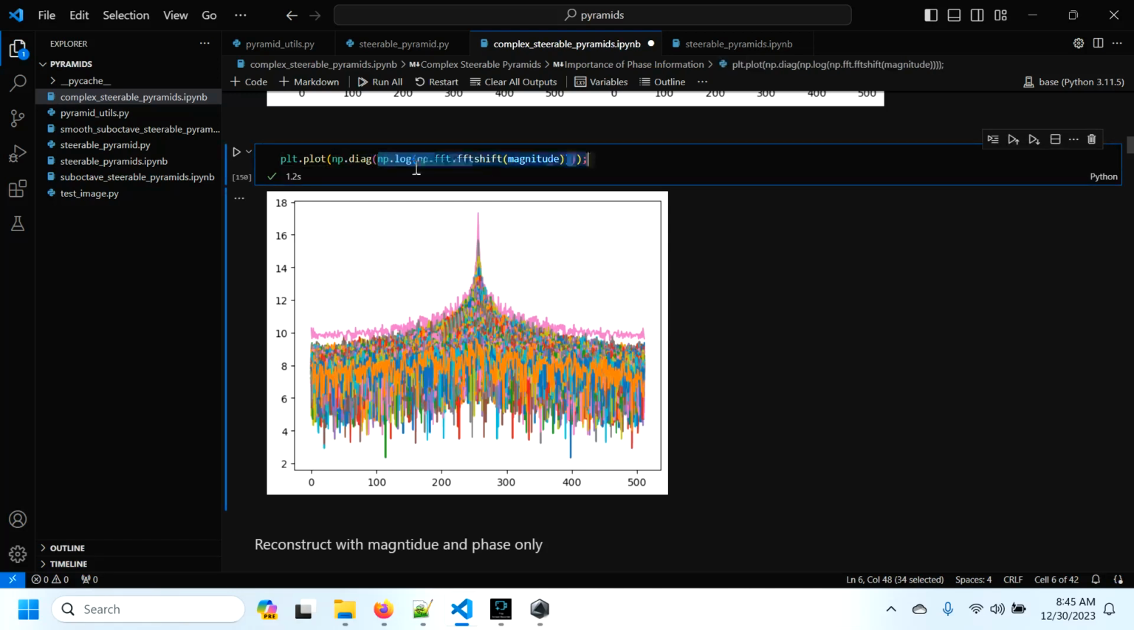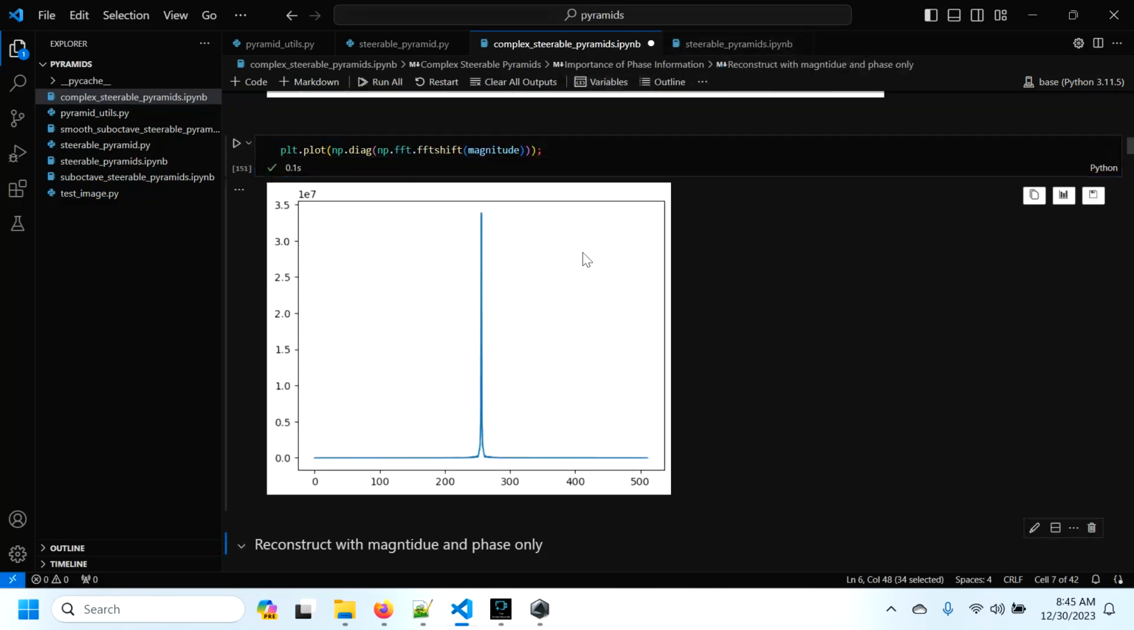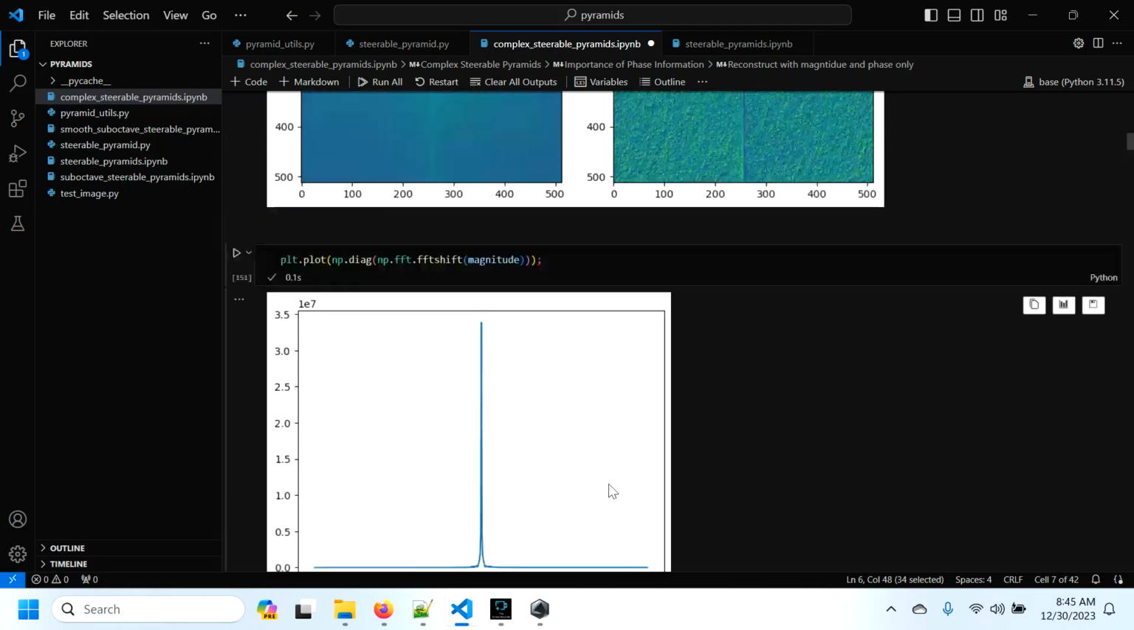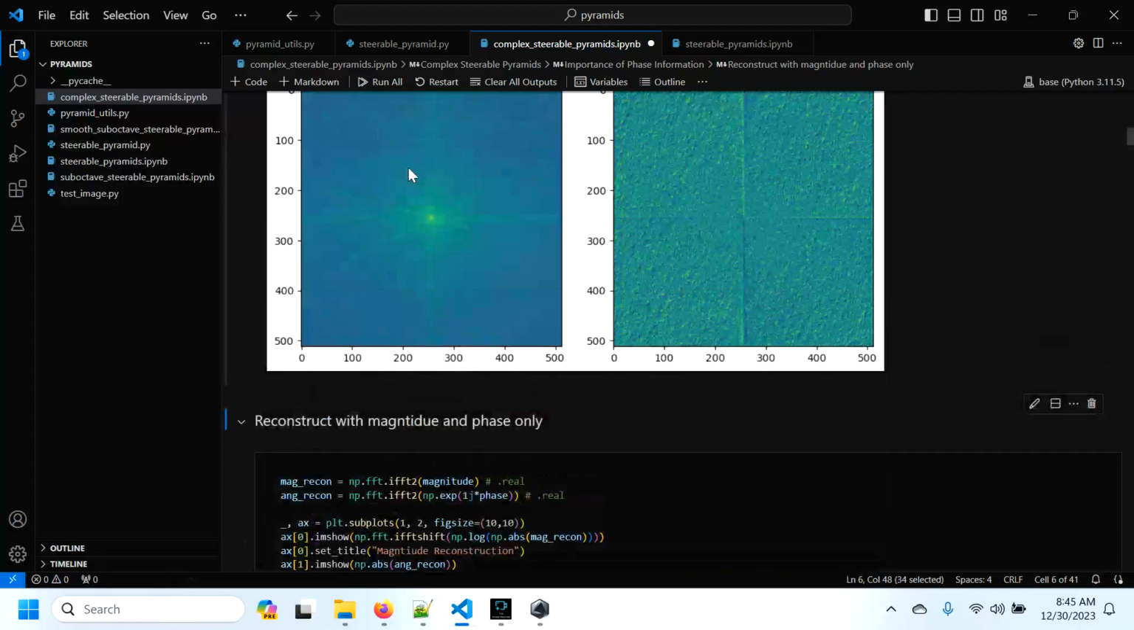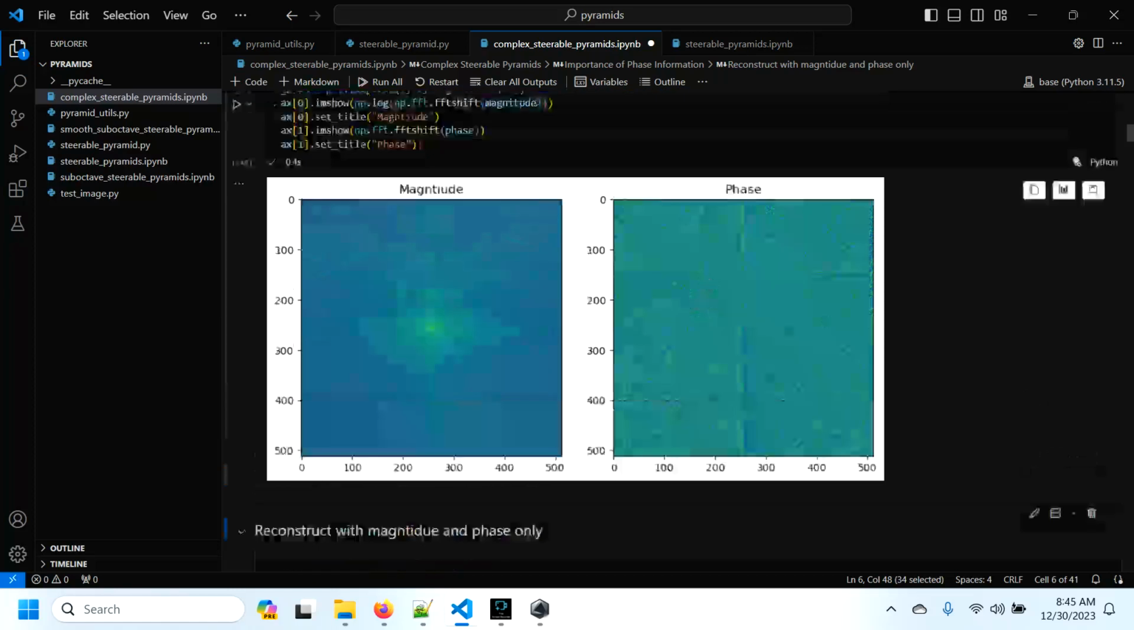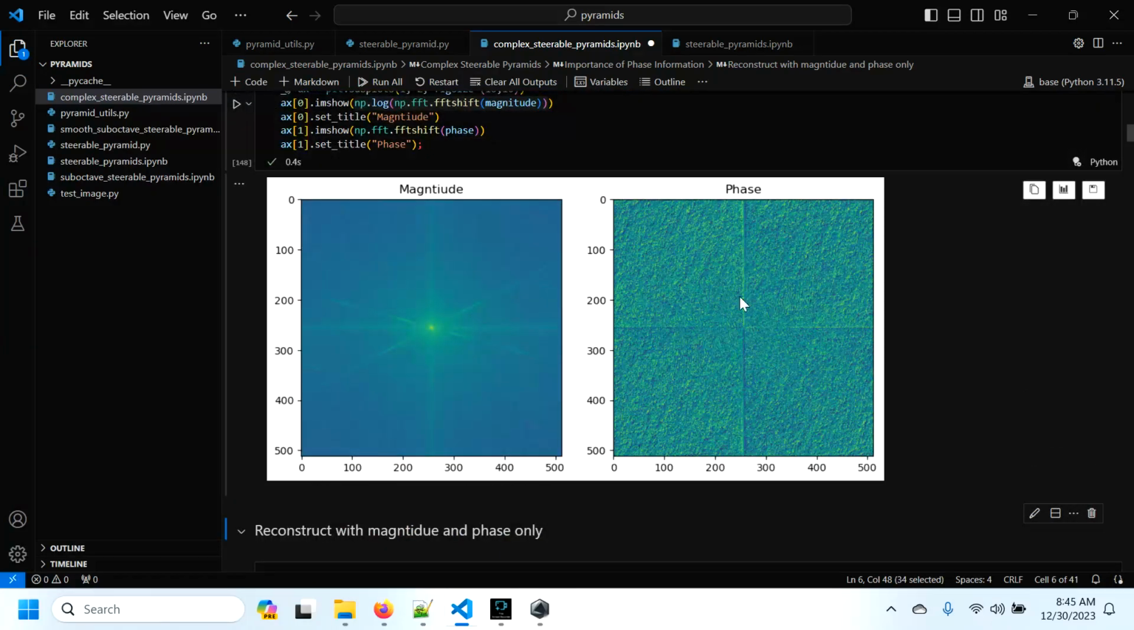That is not what I wanted. I wanted to get rid of the log and just do the diagonal, and we can see that when we take away the log scale, we get something that looks quite ridiculous. But that is just to show you that most of the energy is stored in the low frequencies, but most of the information is stored in the phase of the image.